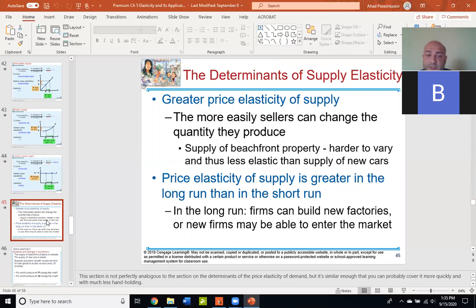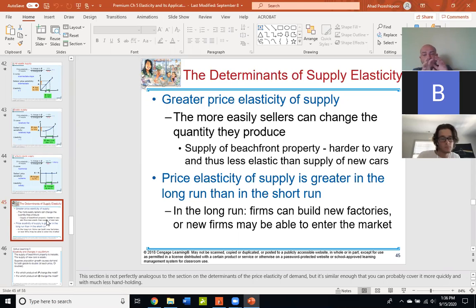There are certain determinants. The more easily sellers can change the quantity they produce, the more elastic it is. When, for example, we say supply of beachfront property, it's harder to grow and thus less elastic than the supply of new cars, for example. New cars can be easily produced. There is lots of iron out there, lots of inputs, lots of people who know how to make it, lots of skilled workers. You could easily produce tons more cars if you need to. But beachfront property, not really.